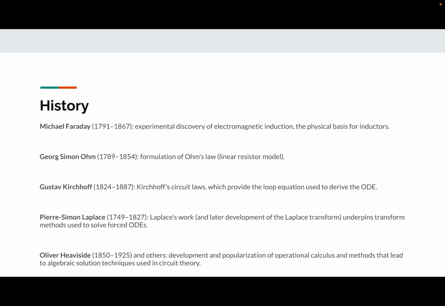And we can't forget about Pierre Simon Laplace. He contributed work that later became the Laplace transform. It's a great tool for solving differential equations in circuits. And often forgotten is Oliver Heaviside, and he helped popularize operational calculus, which led to the more modern algebraic solution methods.